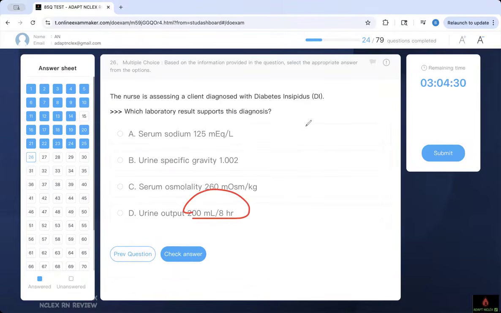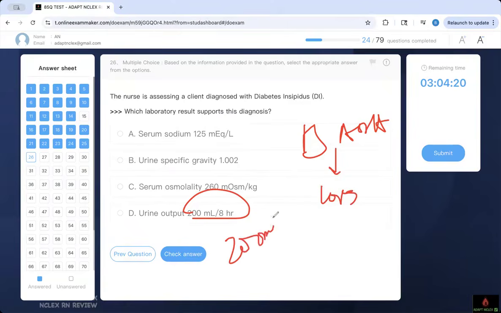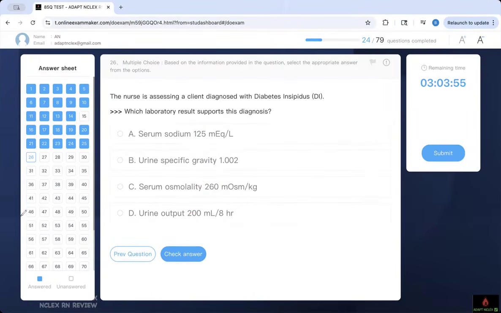Think about it. DI, you have no ADH and you're going to lose all your water. Your urine output is going to increase. 200 mL over 8 hours is barely 30 mL an hour. That's wrong. Your blood is going to get concentrated, right? Blood is going to get concentrated. So I expect the serum osmolarity to be higher than 260, normally 280. Your sodium is going to go up. Just by elimination, we have a very diluted urine. And that is our answer.